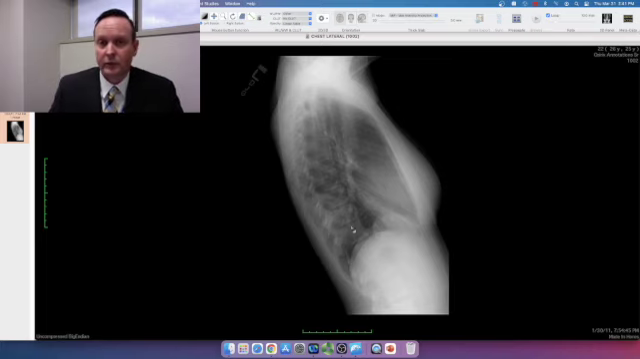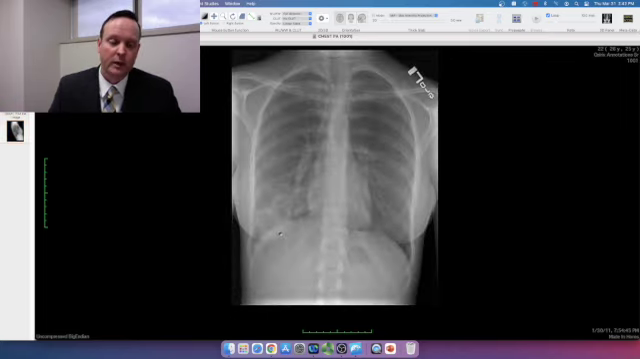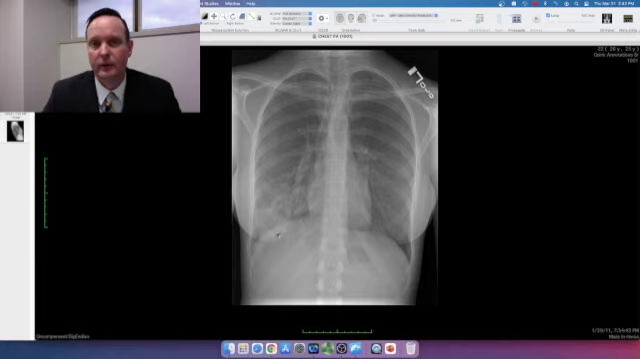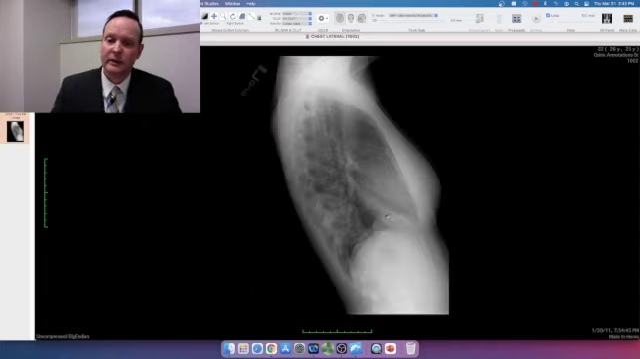So I've localized it to the right lower lobe, and now I'm going to characterize it. It is patchy. I've got airways passing through it with some branching air-filled components, which we call air bronchograms. And on the lateral, I see that it approaches the fissure and stops at the oblique fissure. These are all classic qualities of consolidation.